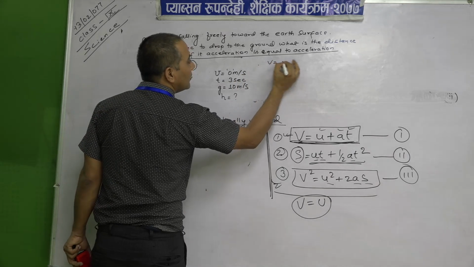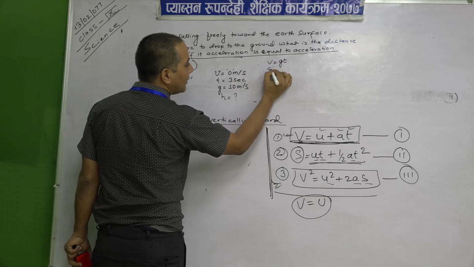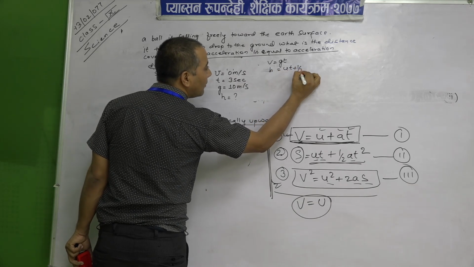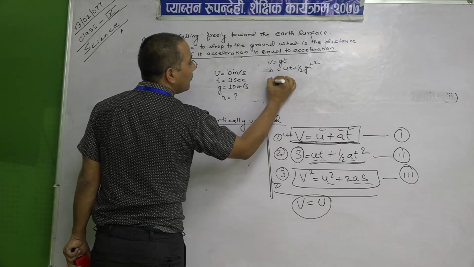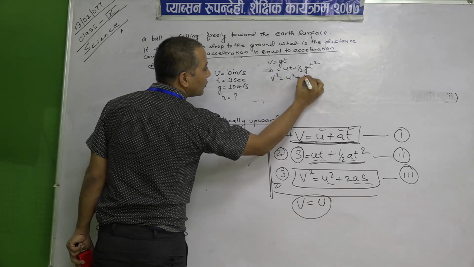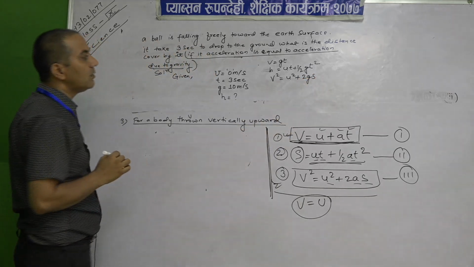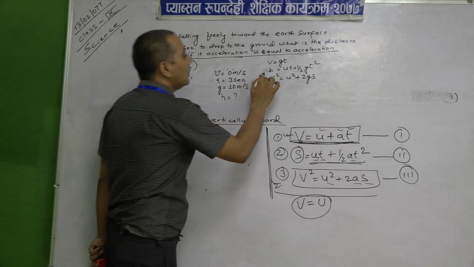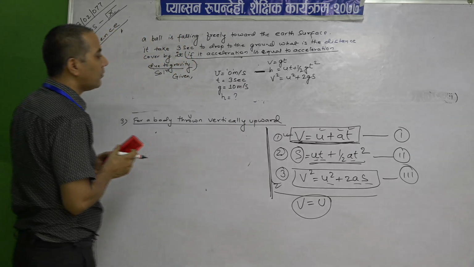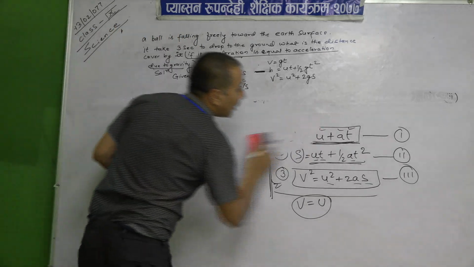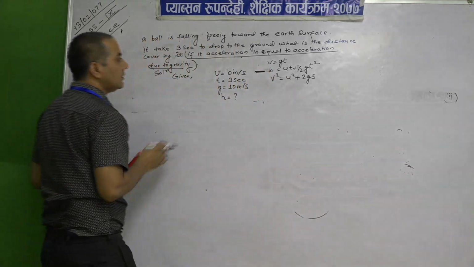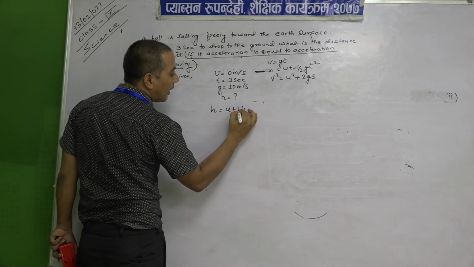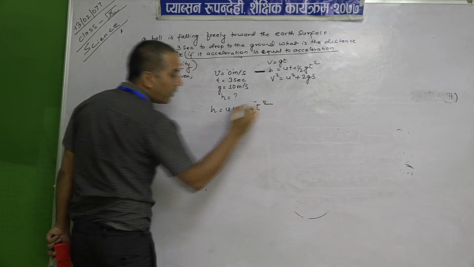v equals g t, h equals u t plus half g t square, v square equals u square plus 2 g s. So, which formula is better for us? We have to find out height. Therefore, the second equation will be suitable for this numerical problem. Now comes the second numerical, that is equation h equals u t plus half g t square.